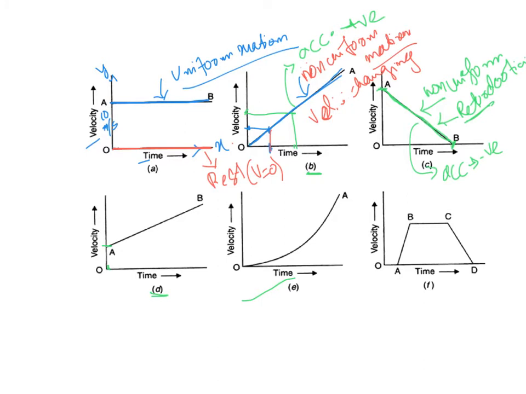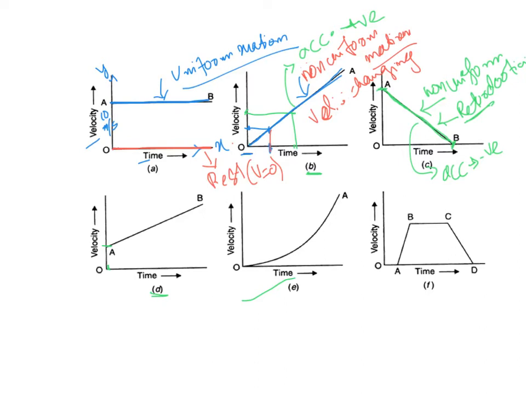In graph B, my initial velocity was 0. Yes, beta? Tell me, tell me. No idea. Okay, great. Sometimes having no idea is better than having some wrong ideas. So, good. We'll listen to what our teachers say.